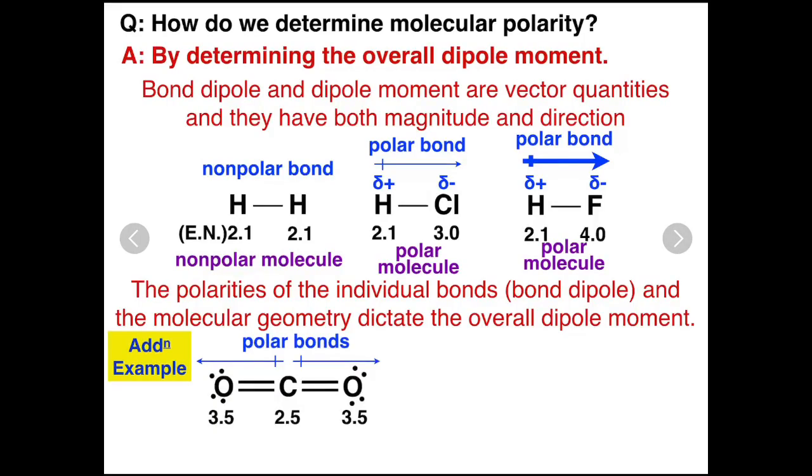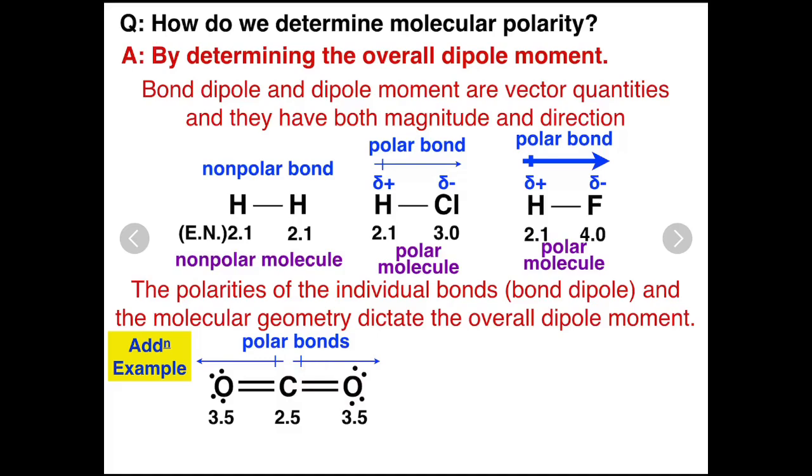Okay, so the next thing is, what if we have more than one single bond? For example, this molecule right here contains one group of bonds and another group of bonds. How do we determine that? Same thing here. You are going to determine the bond dipole first. The bond dipole between carbon and oxygen is going to be polar, and carbon and oxygen here is also polar.